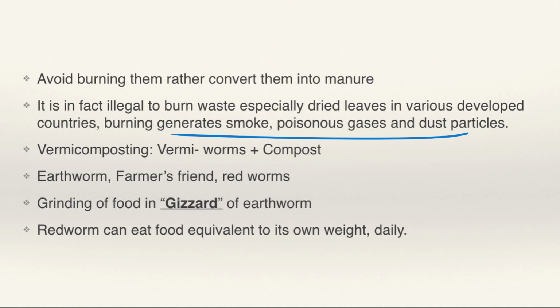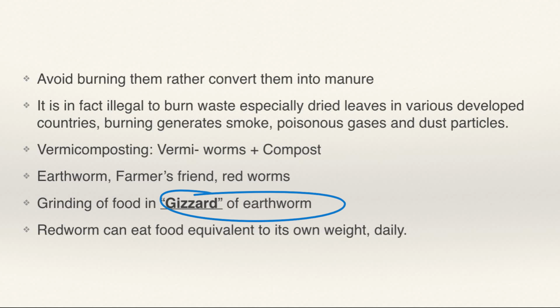Now what is vermicomposting? Vermi means worms, compost means, as I've already spoken, manure formation process. Now earthworm is also called the farmer's friend, and a specific type of earthworm is called redworms. Now grinding of food happens in the gizzard of the earthworm. Gizzard is basically the stomach of the earthworm. I don't want to go into detail, but just remember this word, gizzard.